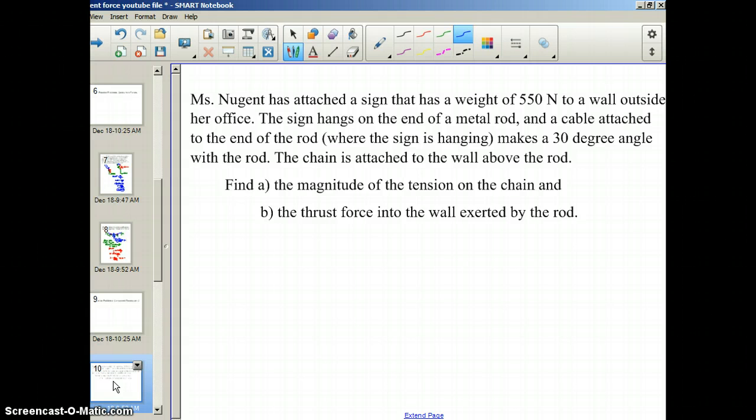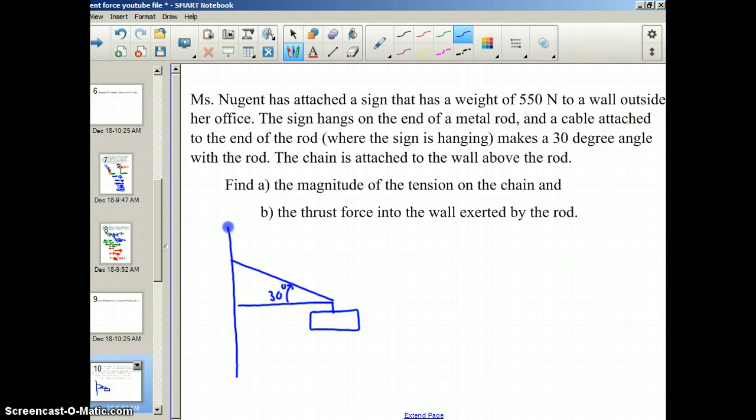So here we have a wall, and Ms. Nugent's sign is hanging on the end of a metal rod, which is supported by a chain attached to the wall above it. The chain makes an angle of 30 degrees with the horizontal. So here we have a sign hanging on the end of a rod, which is supported by a chain attached to the wall above it.